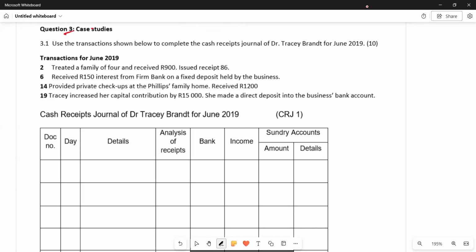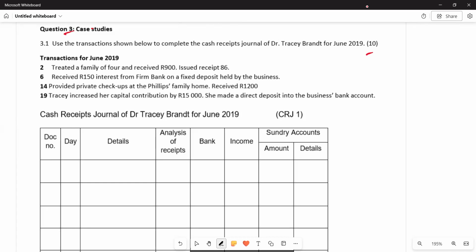So if you go to 3.1, it says use the transaction shown below to complete the cash receipts journal of Dr. Tracy Brandit for June 2019. So for the transactions for June 2019, you are given the transactions that are there. And then beneath that, you are given a prepared cash receipts journal of Dr. Tracy Brandit for June 2019, CRJ1. So we are given our columns there that we need to fill in.